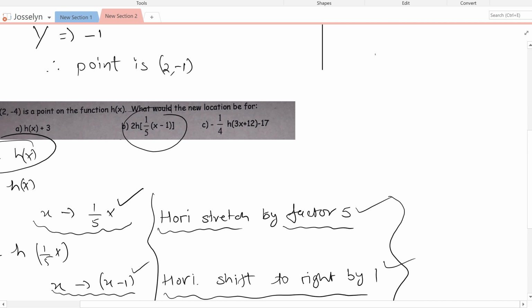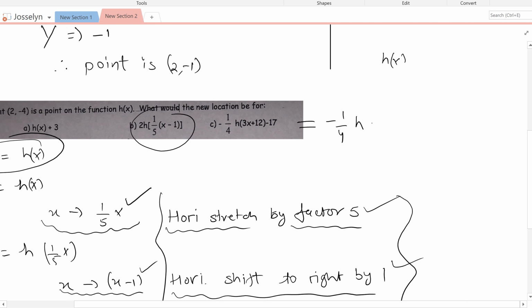Now, how do we do it in the exam? We write h of x, and then we try to figure out what kind of operations they did. We will factor out. The first step is you write whatever you have outside, then you write h, and then here you have to factor out whatever you have with the x, and write it outside. So you write 3 and bracket, and then you do x plus 4. Okay, as the h of 3, x plus 4, and then you do negative 17.